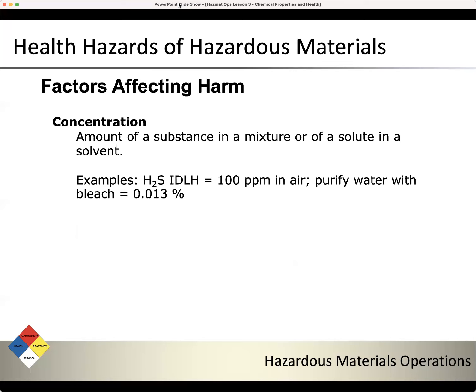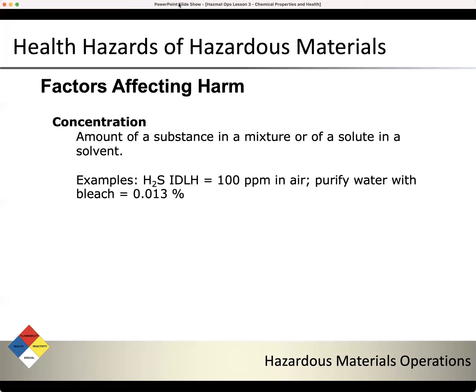So what are the factors that affect harm? So the first thing is the concentration. So that's the amount of substance in a mixture or of a solute in a solvent. So a solute, for example, would be table salt, and the solvent would be water. So the concentration is how much of the bad stuff compared to either water or air.